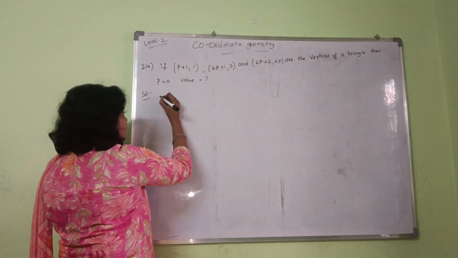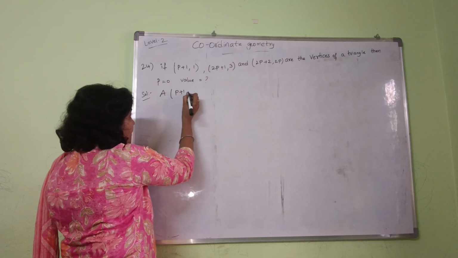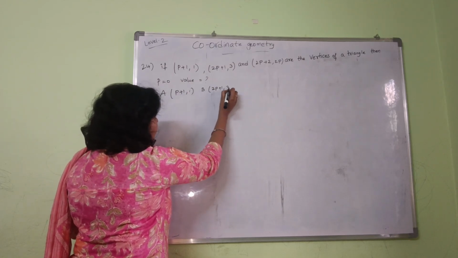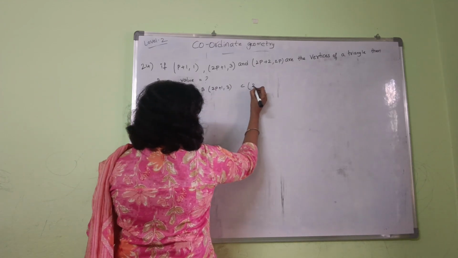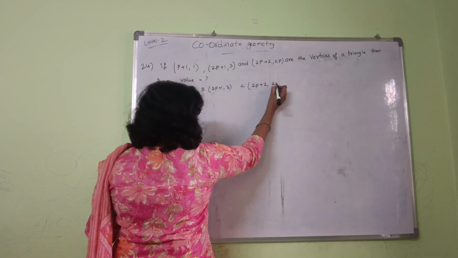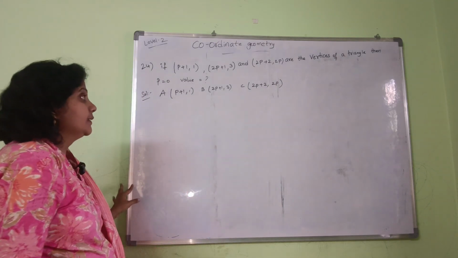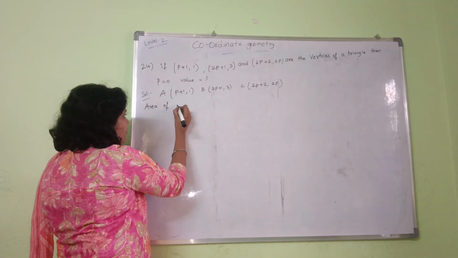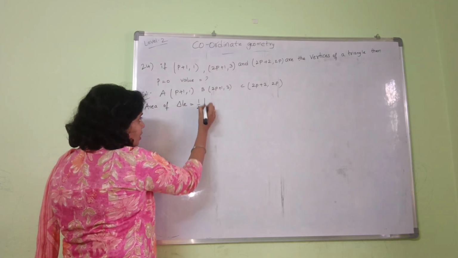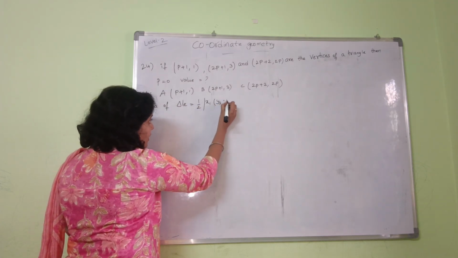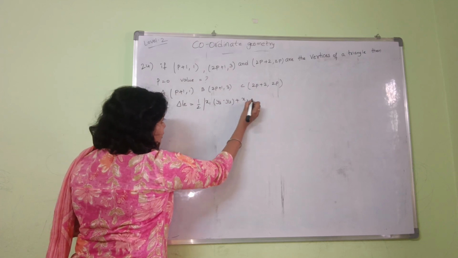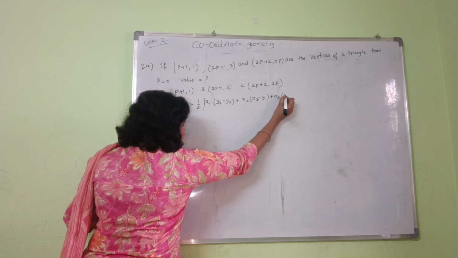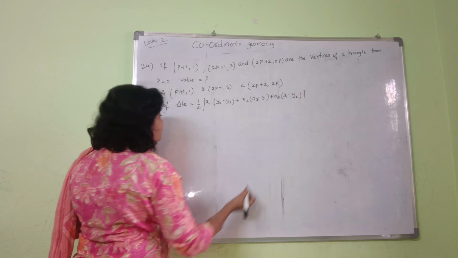Okay, first write down the points: (p+1, 1), (2p+1, 3), and (2p+2, 2p) are the vertices of the triangle. So what is the area of triangle formula? Area of triangle is 1/2 mod of x1 into (y2 minus y3) plus x2 into (y3 minus y1) plus x3 into (y1 minus y2).